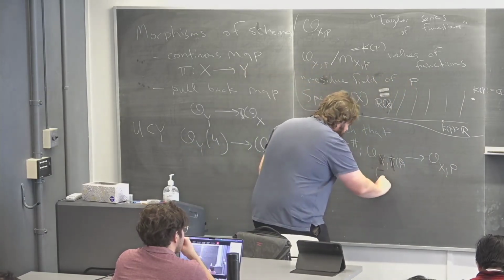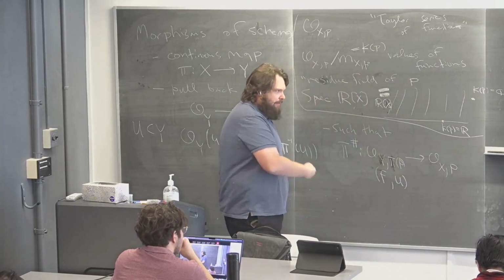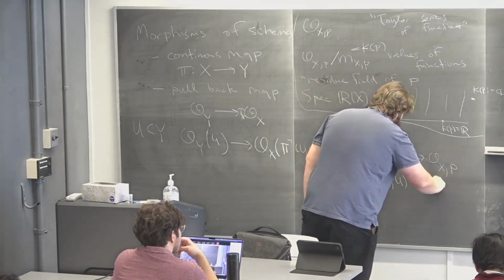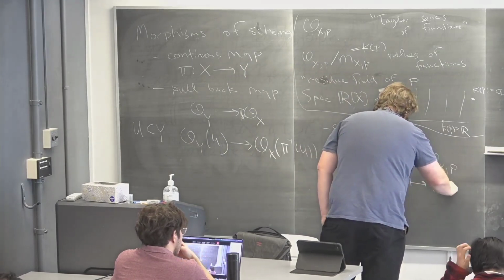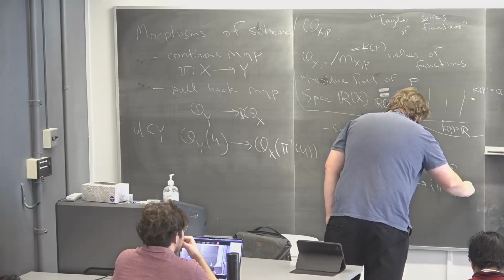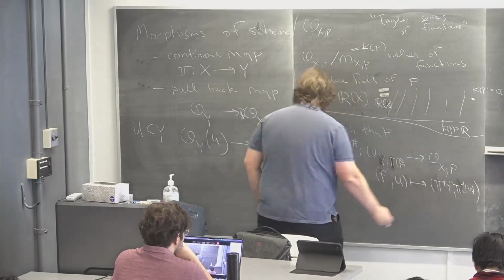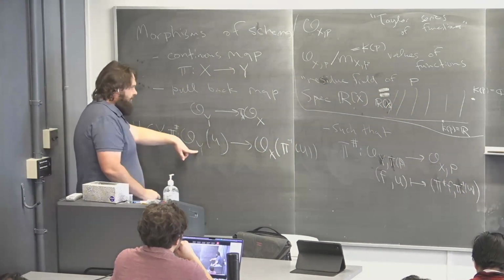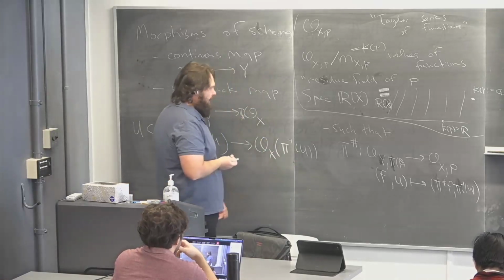And this is, if I have a germ around the image of P, the pre-image of U is a neighborhood of P. So this gets sent to the germ pi sharp of pi inverse of U. And this pi sharp, this is the name of this map from functions on U to functions on the pre-image in X.